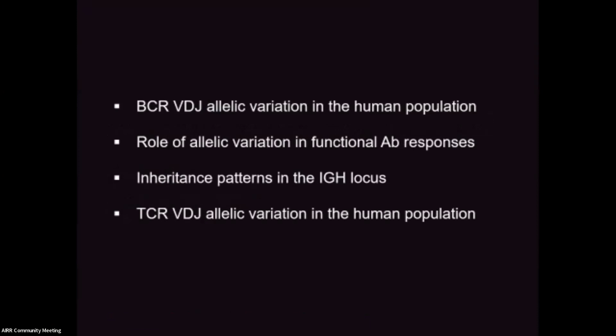Starting with BCR VDJ allelic variation in a population study that we've done. I will then talk about a specific project where we look at the functional consequences of this, because we often describe this variation, but we don't have so many examples of showing how it really impacts an antigen-specific response. And then I will talk about something that we've done recently, which we find quite interesting, which relates to inheritance patterns, specifically in the IGH locus. And then I will finish with talking about TCR, where we've done a major study recently.